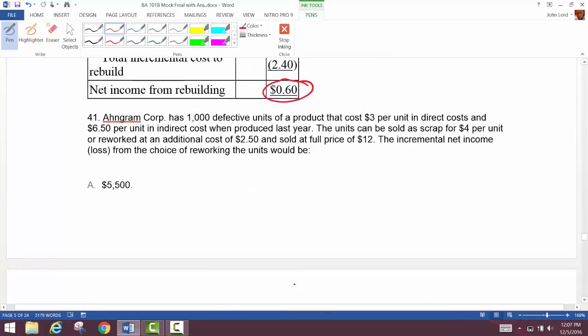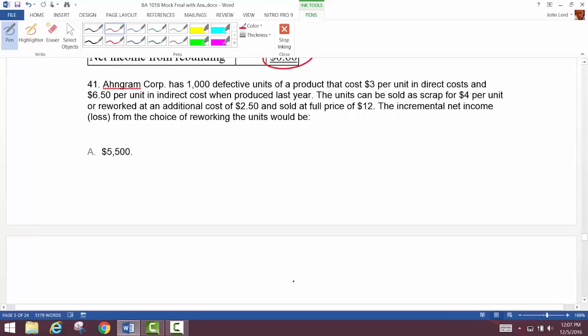Okay, good. 41 now is this, I think we had this problem. And that's not to say that we hadn't had some of these others, but for some reason I recognize this one. This Angram Corp had 1,000 defective units, a product that cost $3 per unit in direct costs and $6.50 per unit in indirect costs when produced last year. The units can be sold for $4 per unit or reworked at additional costs of $2.50 and sold for $12.